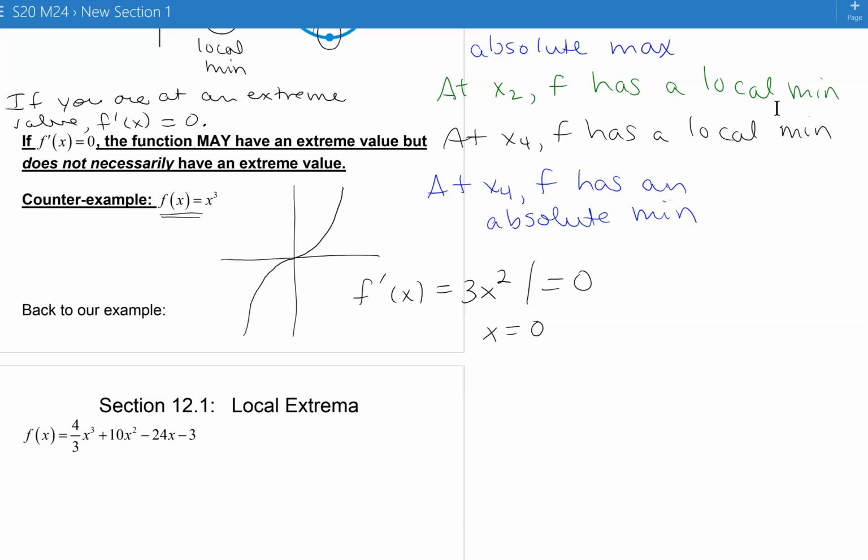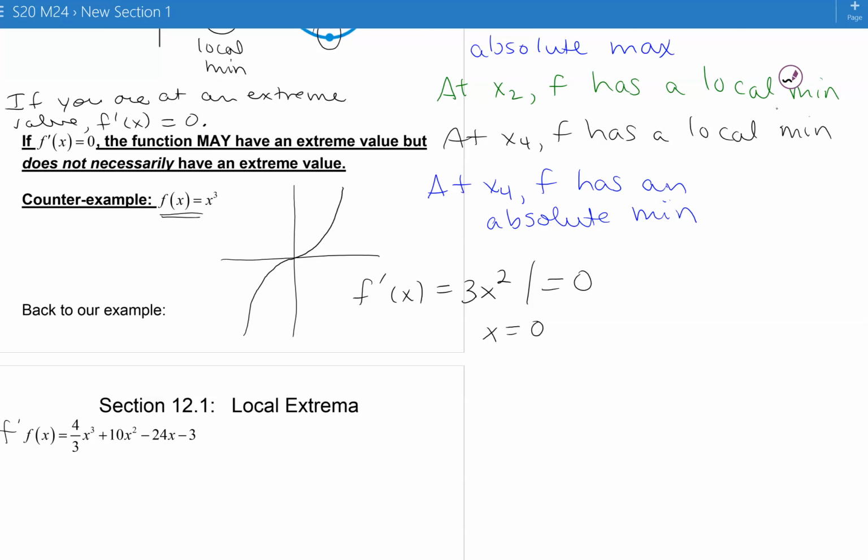So this is the perfect example of I found a place where the derivative is 0 and it's not a max or a min. So when you find where the derivative is 0, it's possibly a max or a min. But you don't know yet until you get more information.